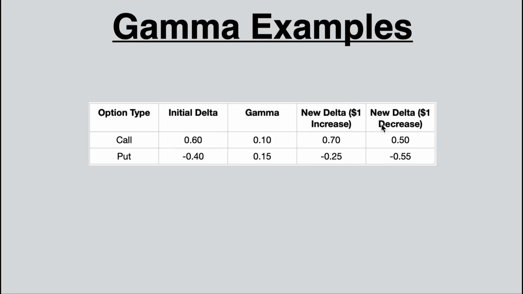However, let's say the stock price decreased by $1. Now the delta is going to go up, and it's going to move from 0.40 all the way to 0.55.